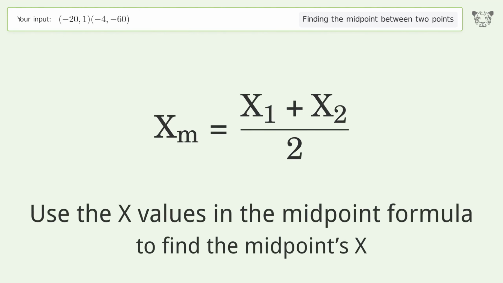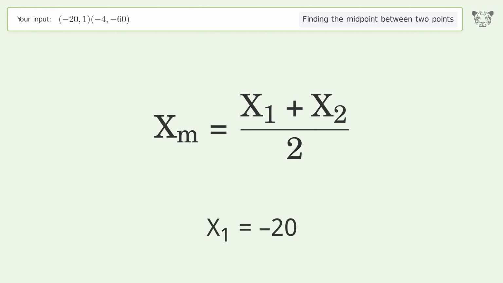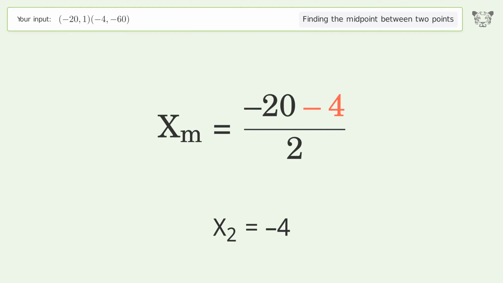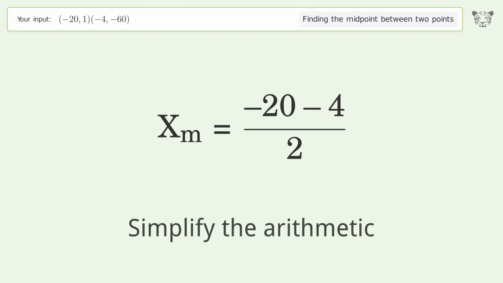Use the x values in the midpoint formula to find the midpoints. x1 equals -20, x2 equals -4. Simplify the arithmetic.